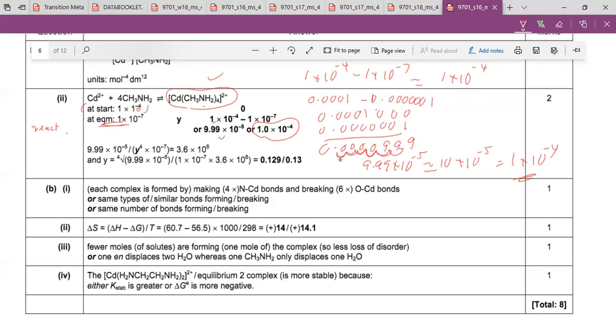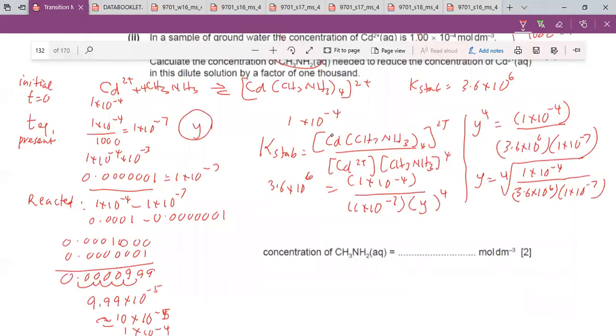So you can work it out. Either use this one here or this one here, right? So you can see root 4 and this answer here. So 0.129 or 0.13. All right. So it's the answer here. 0.129, work it out and see. All right, so this is how you do it. Remember, when they say diluted by a factor of 1,000, it means 1 over 1,000. Now let's look at another one.